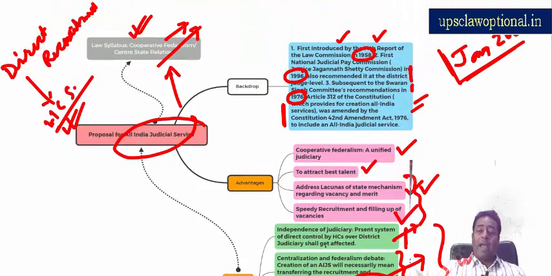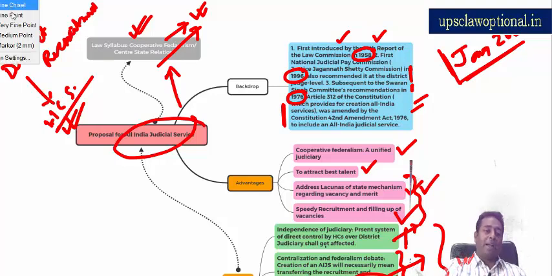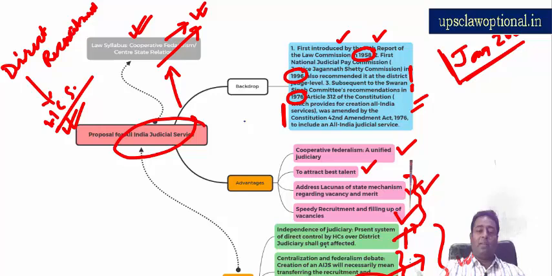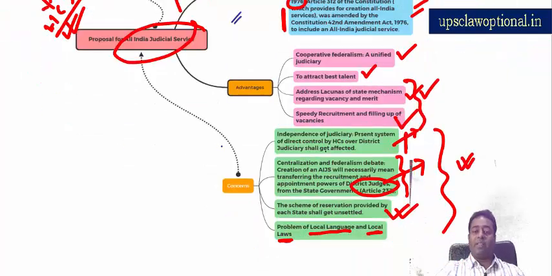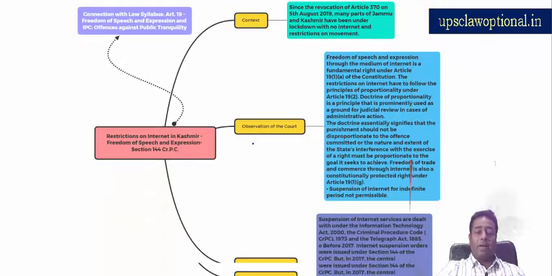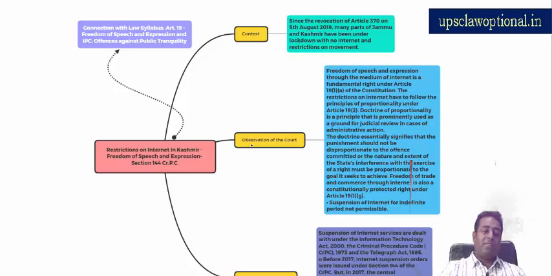Now we have to connect this with the concept of cooperative federalism. Any question regarding cooperative federalism, we can make an effort to connect this topic with the concept of cooperative federalism. Now coming to the next topic, this is regarding restrictions on internet in Kashmir.